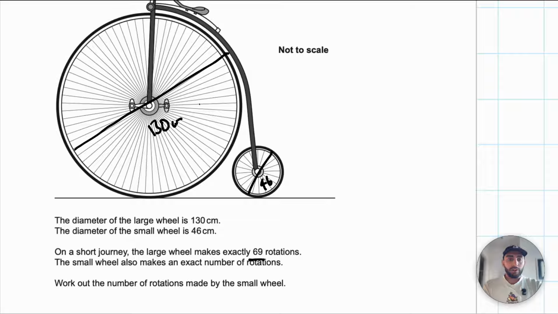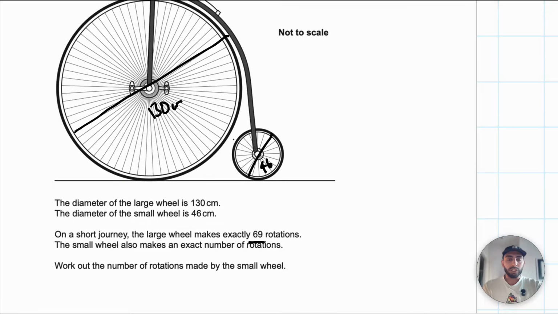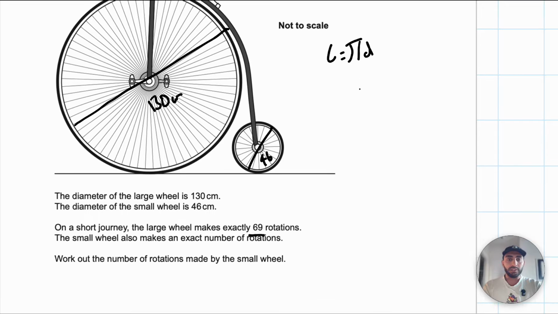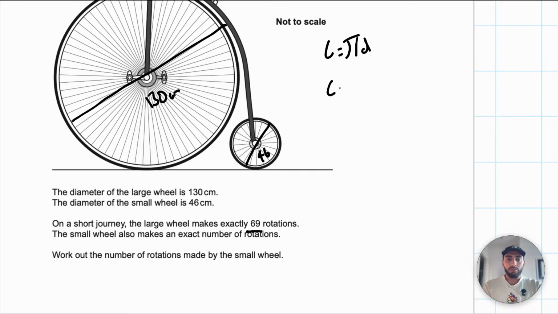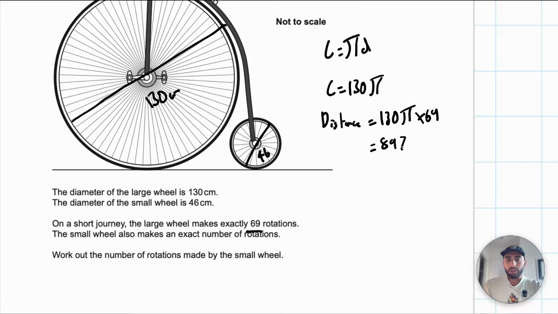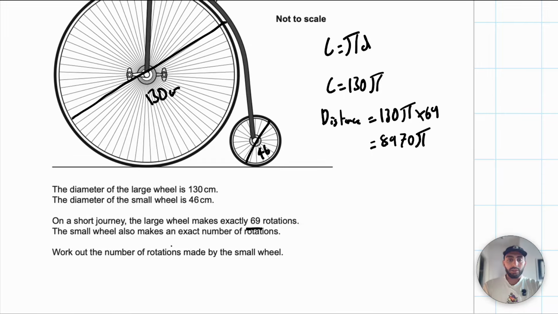So we need to figure out how far has this large wheel traveled, and it's traveled 69 rotations. What distance is it traveling when it makes one full turn of this wheel? We're looking for the circumference of that circle. Formula for circumference is cherry pi delicious, so circumference equals pi times diameter. Here the diameter is 130, so circumference equals 130 pi. And it's making 69 rotations, so the distance is going to be 130 pi multiplied by 69. That gives me 8970 pi. I'm going to keep it in terms of pi because it tells me it makes an exact number of rotations, so I'm probably going to get a whole answer here.